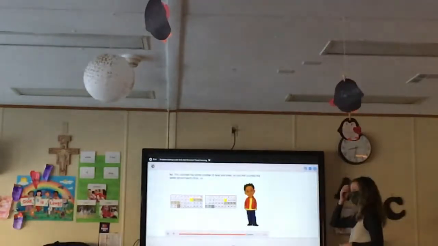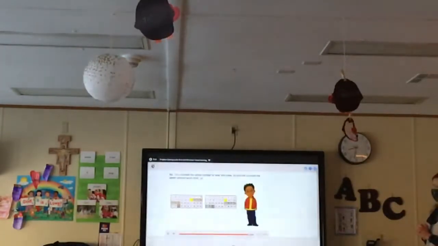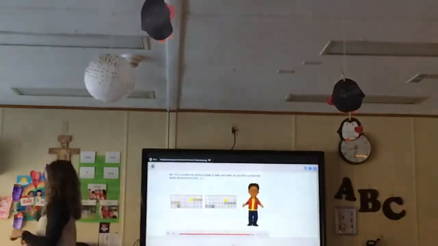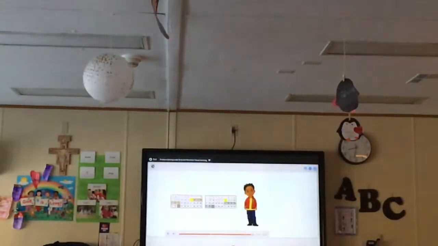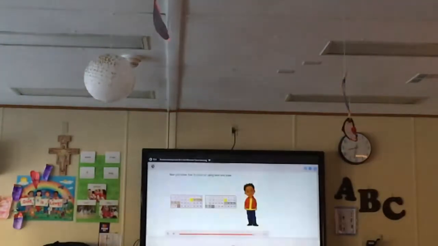All right, eyes up here. You counted the same number of tens and ones, so you still counted the same amount each time, 16. Both ways end at 33. Okay. Now you know how to count on using tens and ones.